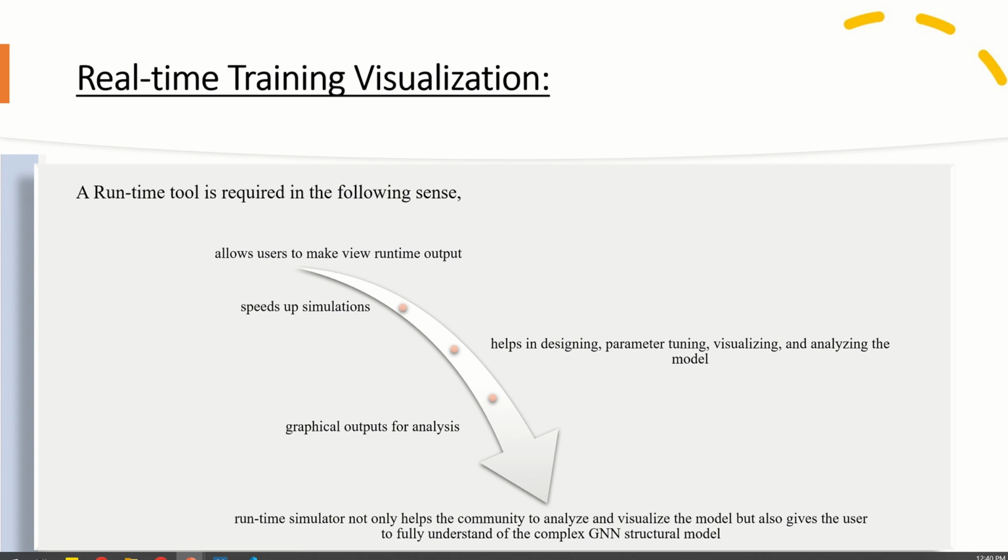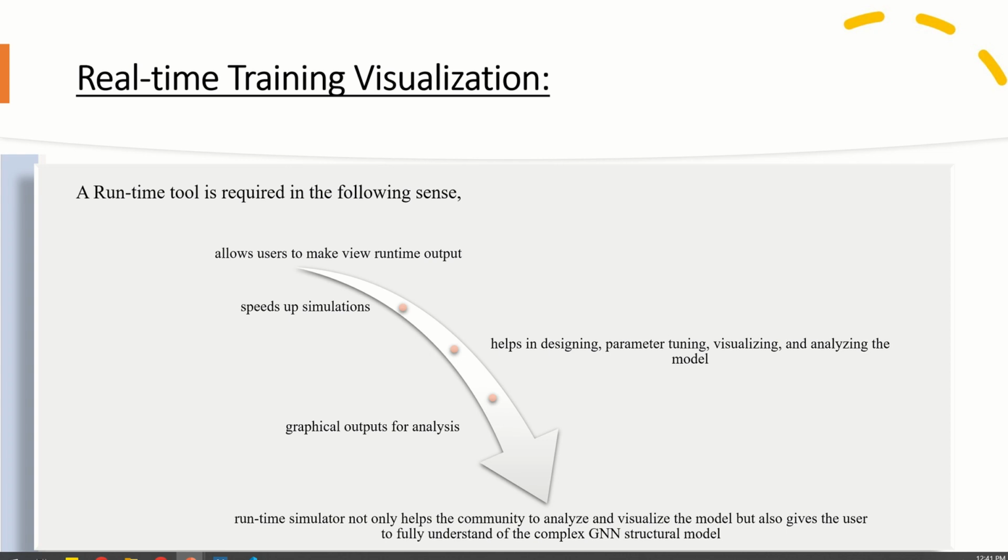It also helps in designing, parametric tuning, visualization, and analyzing the model. You can see the results, you can update the parametric values, and you can analyze the model in a better way, right?